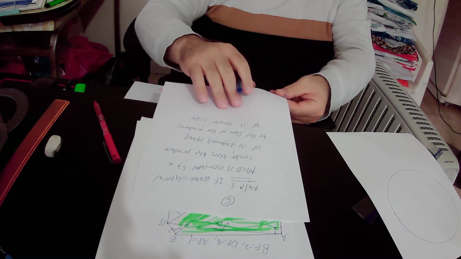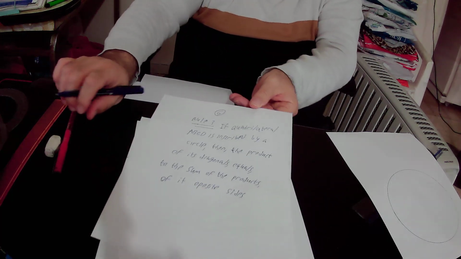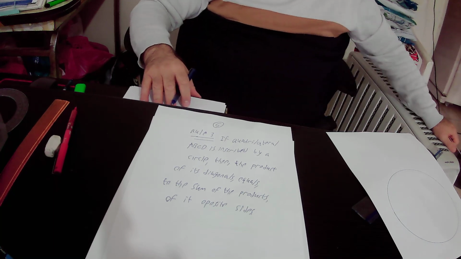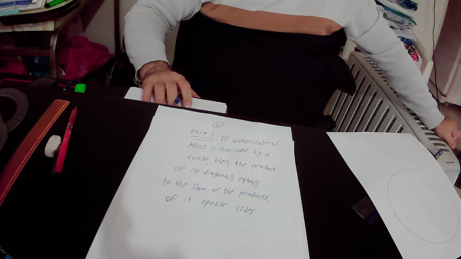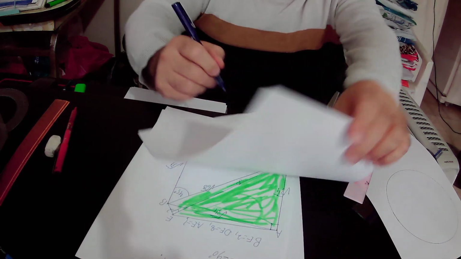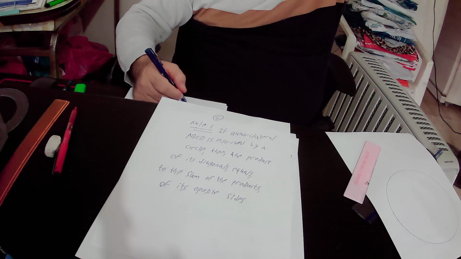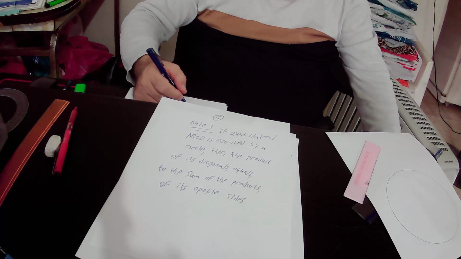Okay, so I read rule number 3 again. According to rule number 3, if quadrilateral ABCD is inscribed by a circle, then the product of its diagonals equals the sum of the products of its opposite sides. So, what is the meaning of rule number 3?